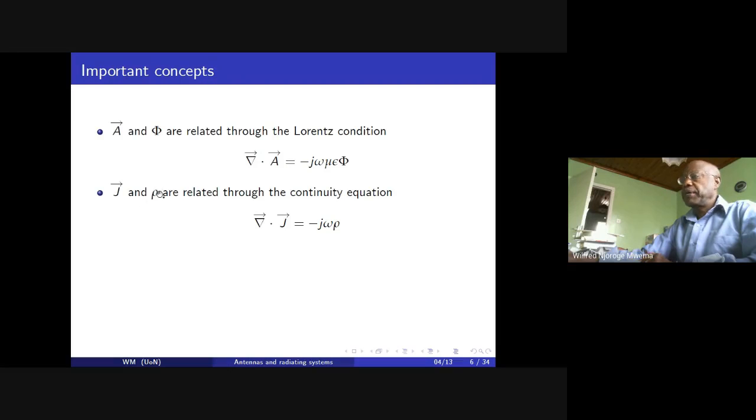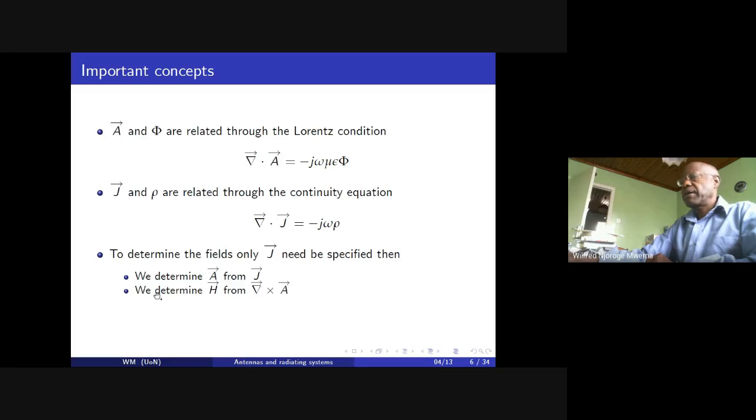So J and rho are related through the continuity equation, which says that the divergence of J is equal to the negative time rate of change of the volume charge density, rho. Remember that rho represents free charges, therefore they can move in space. To determine the fields, J will need to be specified, and then we can determine A from J. Then we can determine H from the curl of A, and we determine E from the curl of H. And therefore, once we have specified J for a given antenna or radiating system, then we can get all the rest of the field quantities that will be required.